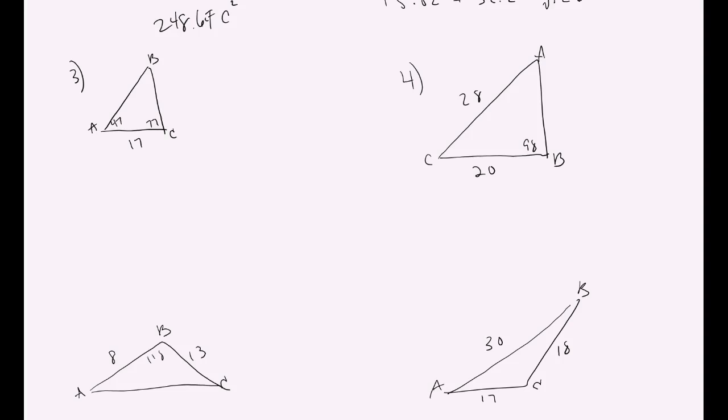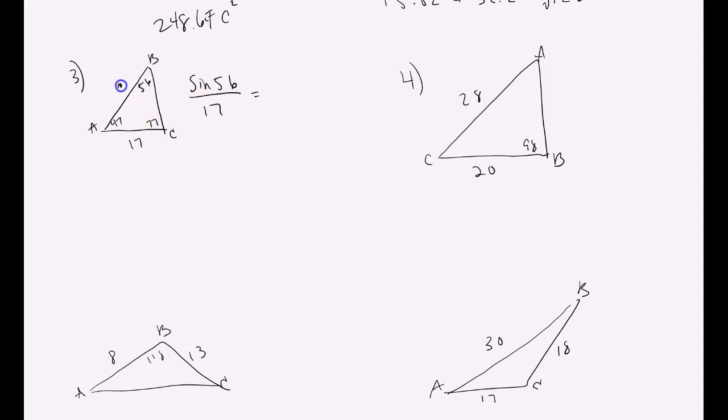Okay, so to begin with these, I'll start with number 3. I'm going to go ahead and find that third angle. So 180 minus 47 minus 77. So I'm getting 56 up here. And then I'll just break into my law of sines. Sine of 56 over 17 is equal to, what is it equal to? Do I have it? Oh, okay, good.